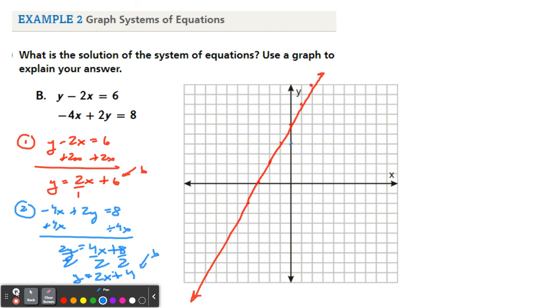The b value is the 4. Go up 4. The slope is 2, make that a 2 over 1. We're going to go up 2, right 1, up 2, right 1, and down 2, left 1. And we're going to draw the line.